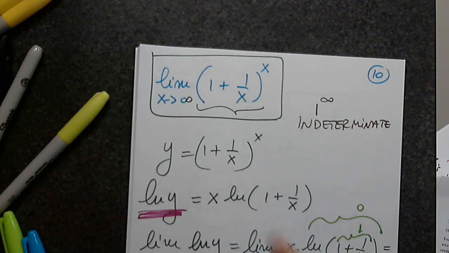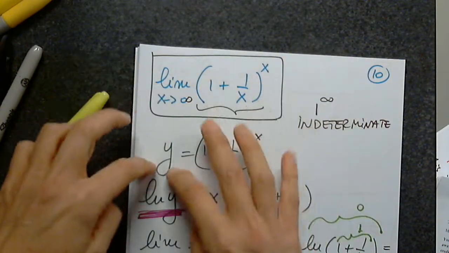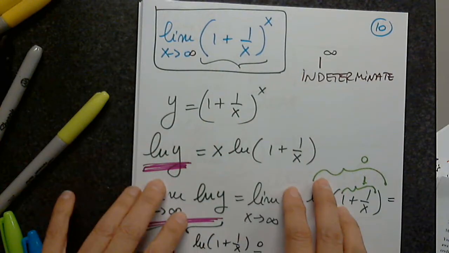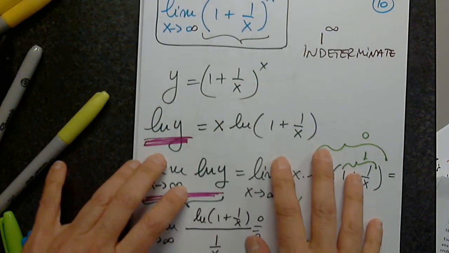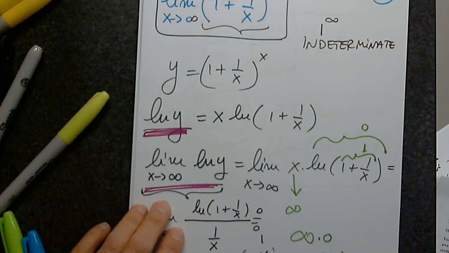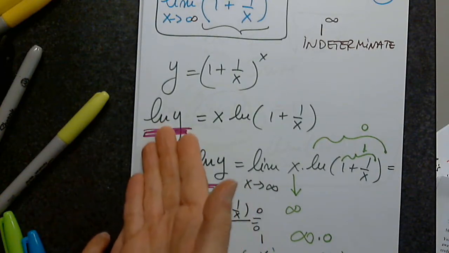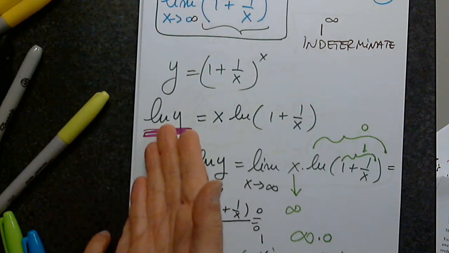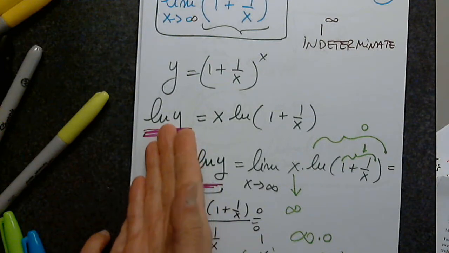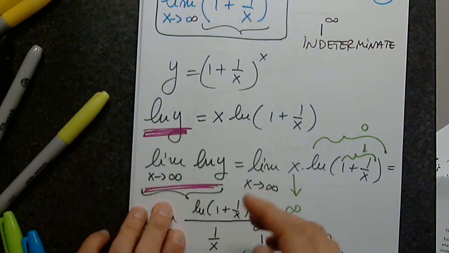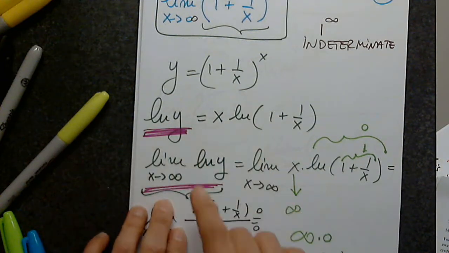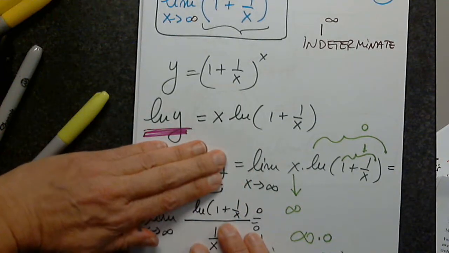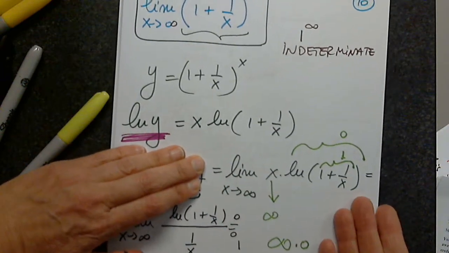So for that reason, function raised to a function, we thought immediately of natural log. So we denoted this by y, and we apply natural log to both sides. We moved x in front with a property, and then I said, okay, let me find the limit of this and see what I'm getting. And then I'll see what the next step would be. So we applied natural log, we applied limit, and I leave this alone because this I can work on.